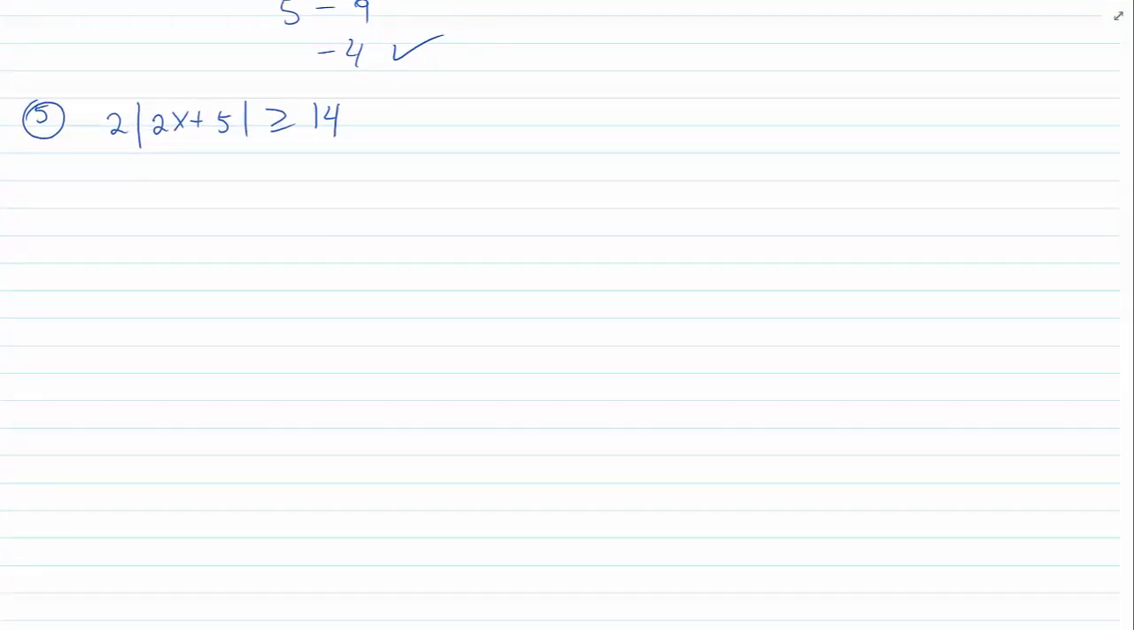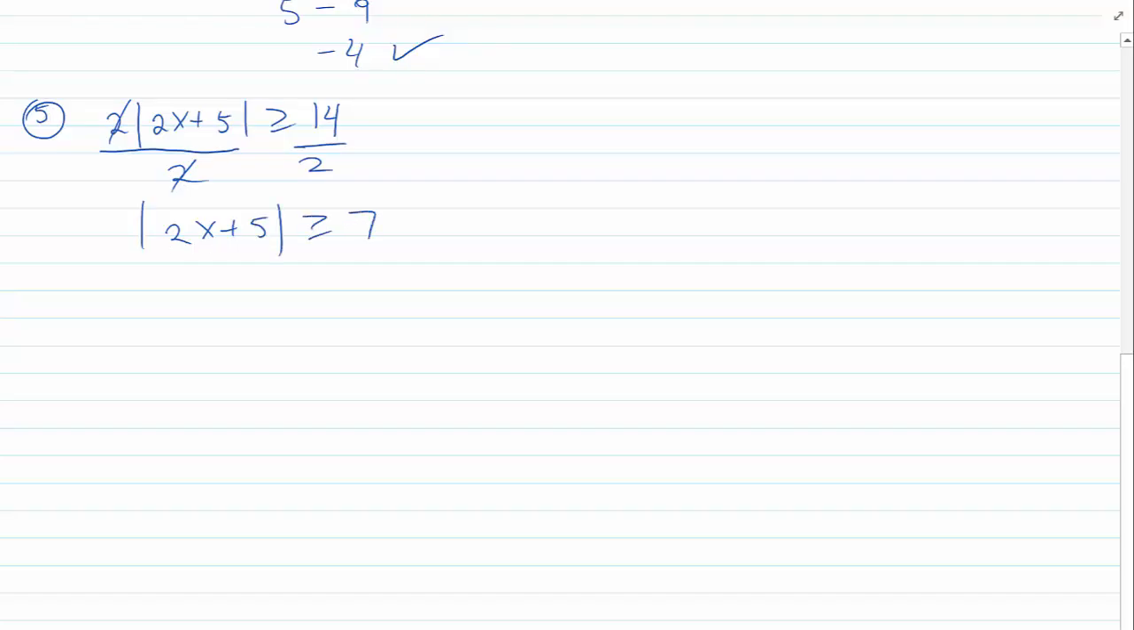All right. Like in absolute value equations, with absolute value inequalities you want to get the absolute value by itself. So let's divide this by 2. Now careful, if it was negative, then dividing or multiplying by a negative number flips the inequality symbol the other way. Here it's positive, so nothing will flip.